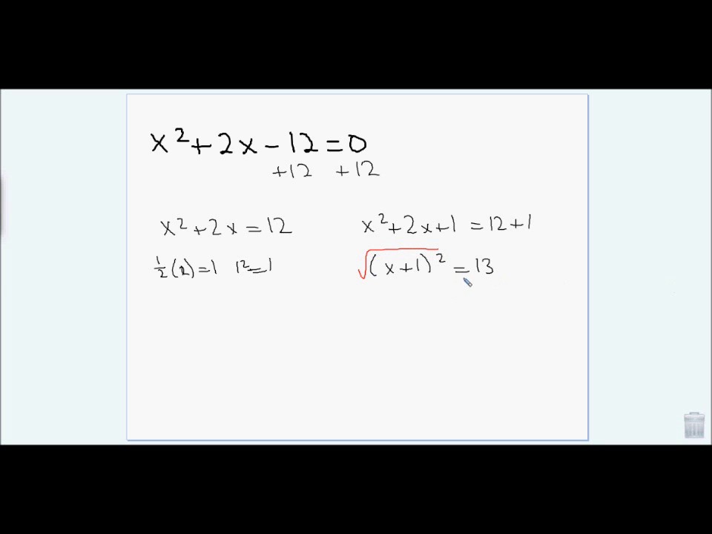I take the square root of both sides, and I get x plus 1 is equal to plus or minus the square root of 13. I subtract 1 from each side to get x is equal to negative 1 plus or minus the square root of 13.